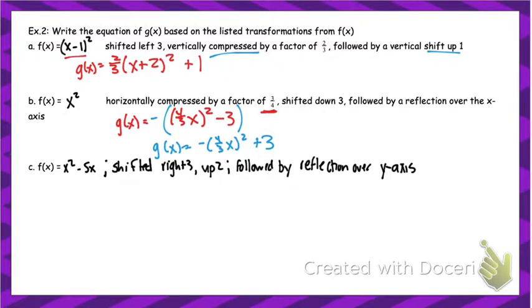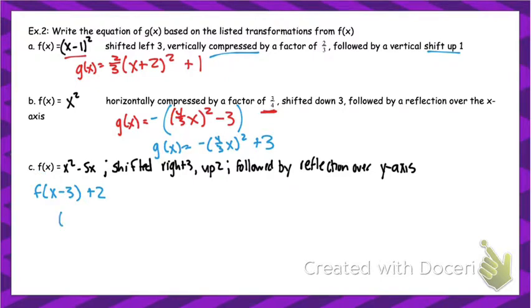This one is not a parent function, and it's not in vertex form. So it's really important to understand how to write these transformations in function notation to see how it's actually going to affect your graph. If this graph were shifted to the right 3, what that would look like as a transformation is f of x minus 3. If it was shifted up 2, that +2 would be outside of it. So we're going to apply that to our f of x function.